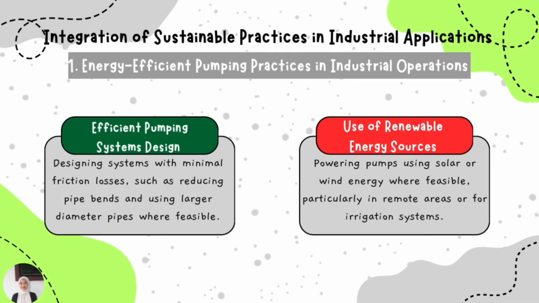So the first one is efficient pumping system design. So designing system with a minimal friction losses such as reducing pipe bends and using larger diameter pipes where feasible. The next one is use of renewable energy sources. For example, powering pumps using solar or wind energy where feasible, particularly in remote areas or for irrigation system.